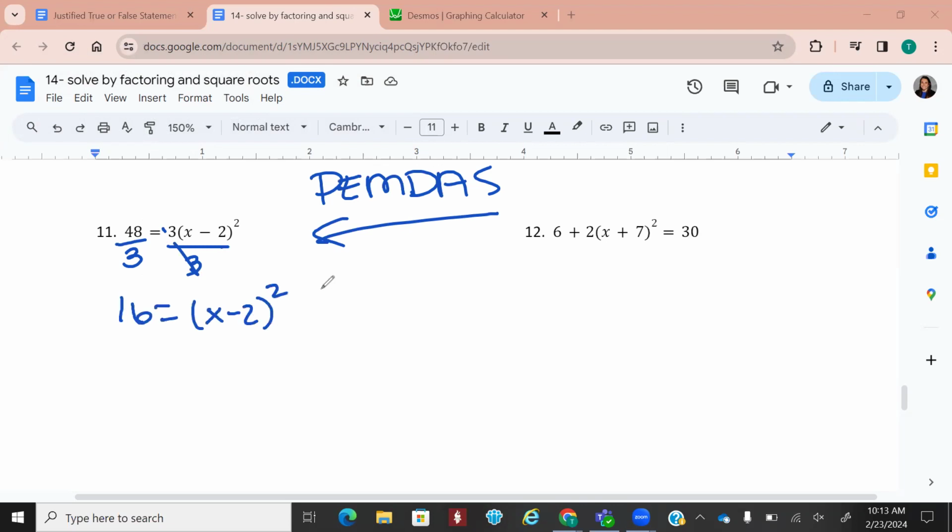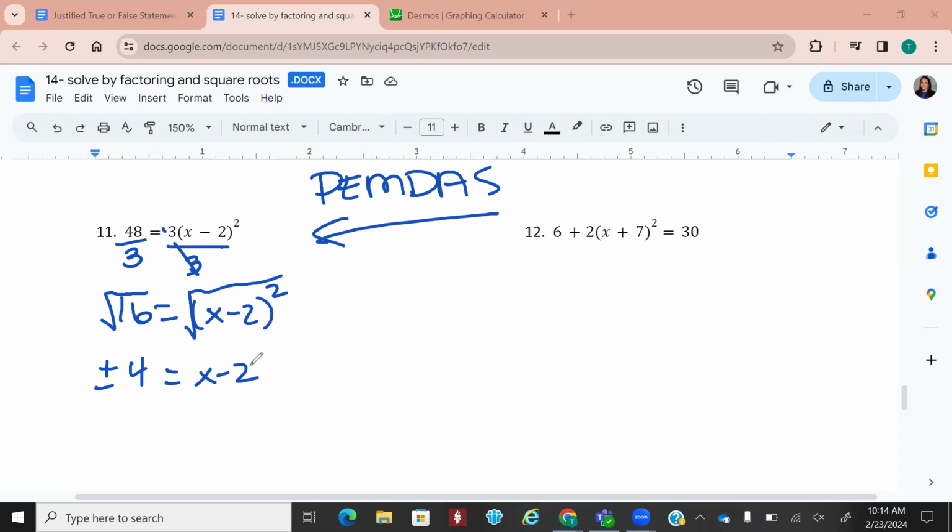Okay, now here's the confusing part. We have a squared right here, and we have a negative 2 right here. We can't just pull this outside the parentheses. We first have to take the square root of both sides. So what's the square root of 16? Positive and negative 4. Okay, notice how I just took this out from that parentheses then.